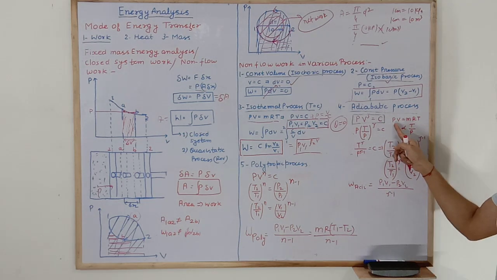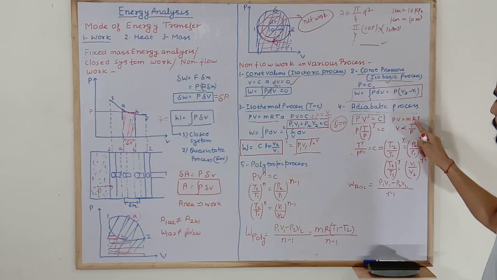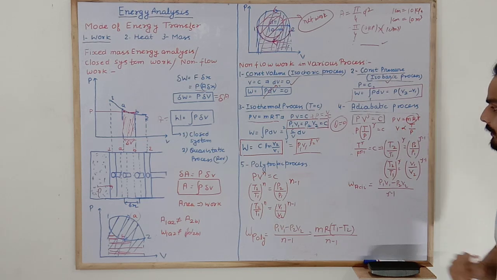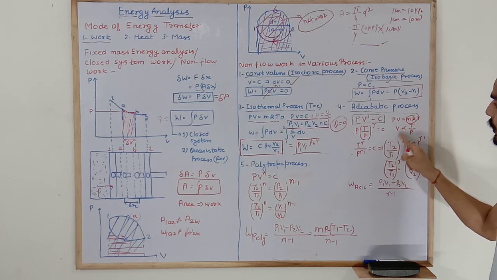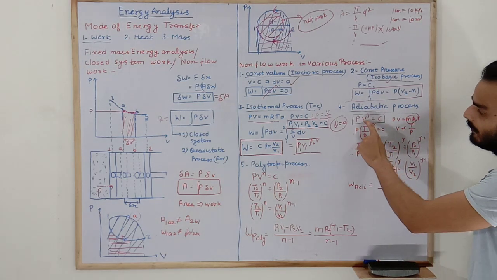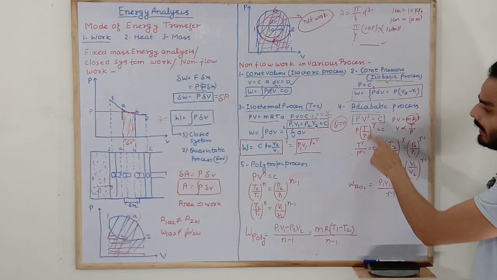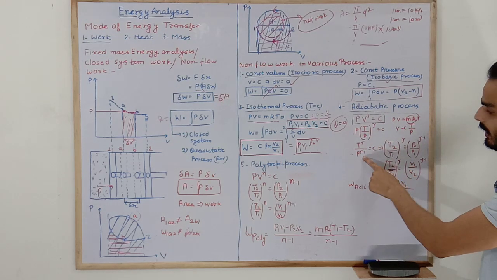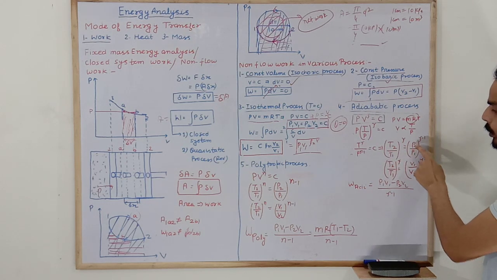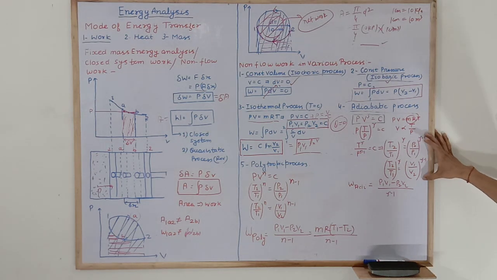If the gas is ideal, we can write PV is equal to mRT. From here, volume is directly proportional to T by P, because mR is constant. So if I put the value of volume as T by P, we can write P times (T by P) raised to power gamma is equal to constant. After simplification I will get P2 by P1 raised to power gamma, and P2 by P1 raised to power (gamma minus 1). So these two formulas are very important.